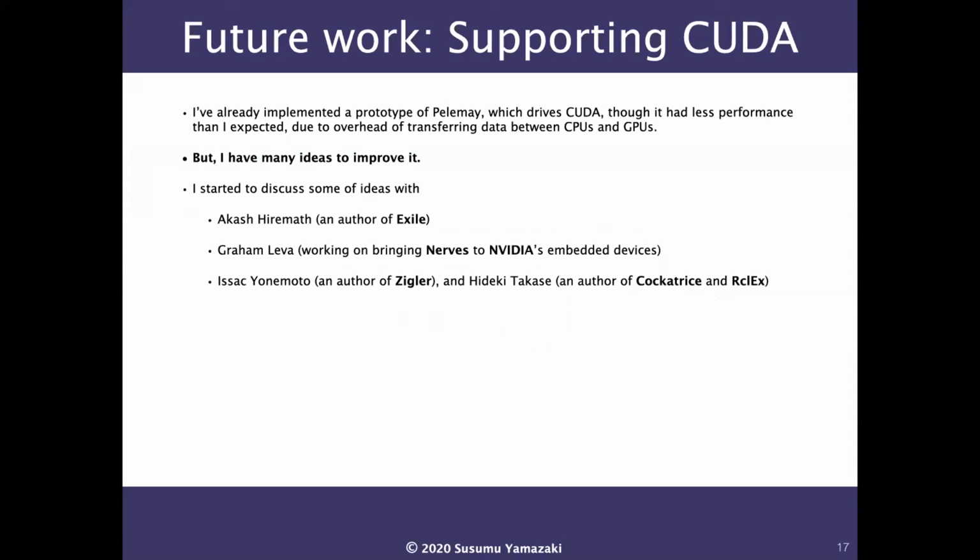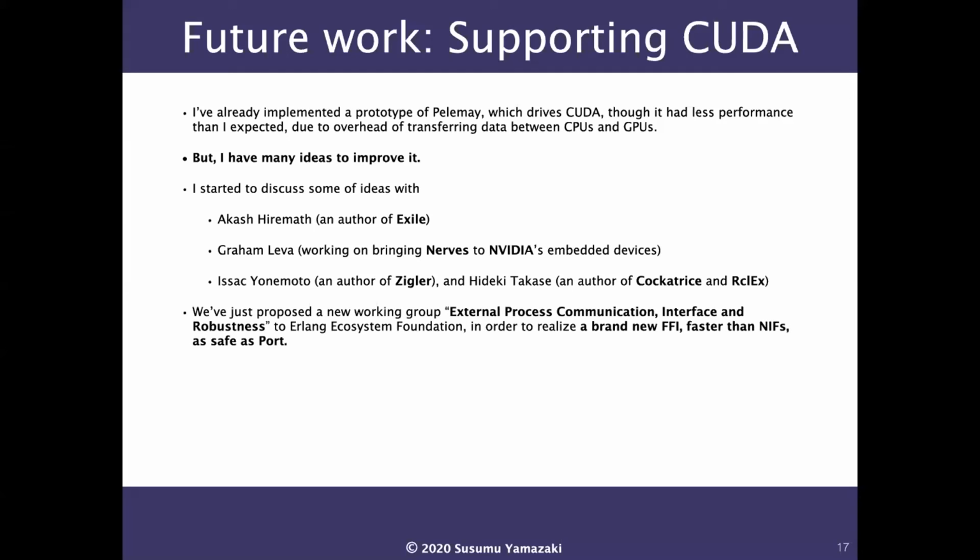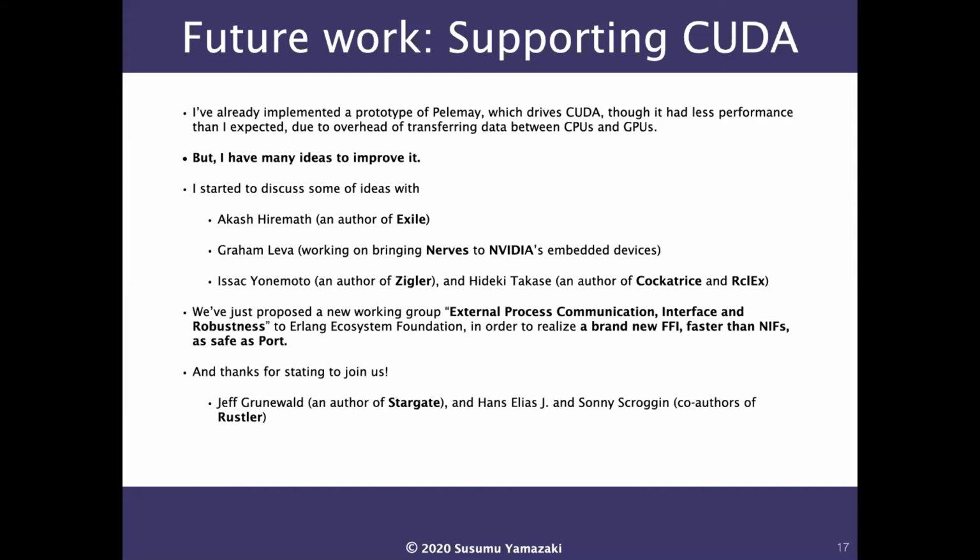I started to discuss some ideas with Akash, Graham, Isaac, and Hideki. We've just proposed a new working group, external process communication interface and robustness, to our ecosystem in order to realize a brand new FFI faster than NIFs as safe as ports. And thanks for starting to join us, Jeff and Sonny. I'd like to start to discuss this in the new working group as soon as possible.